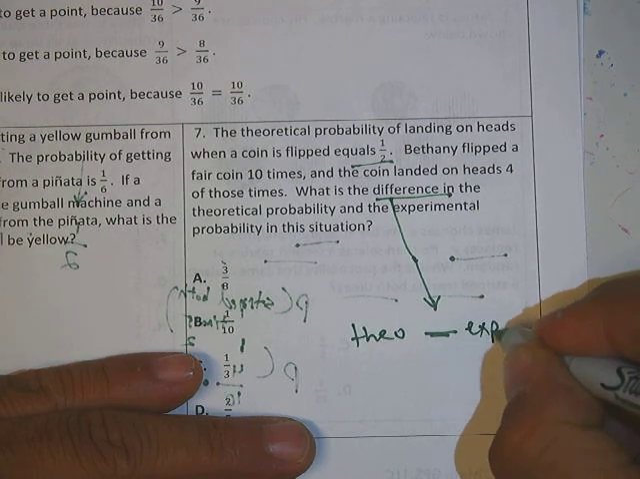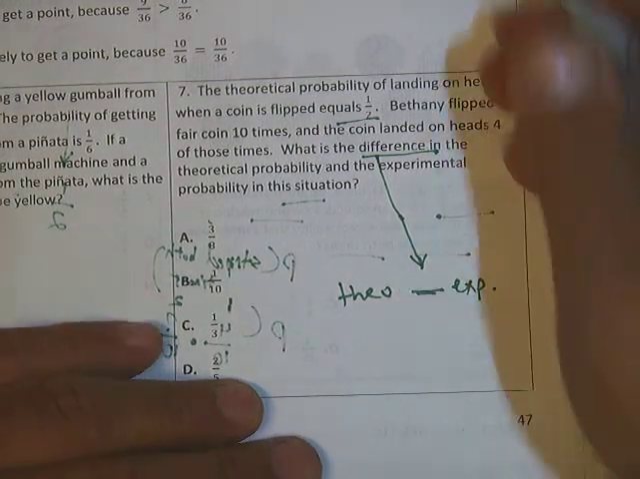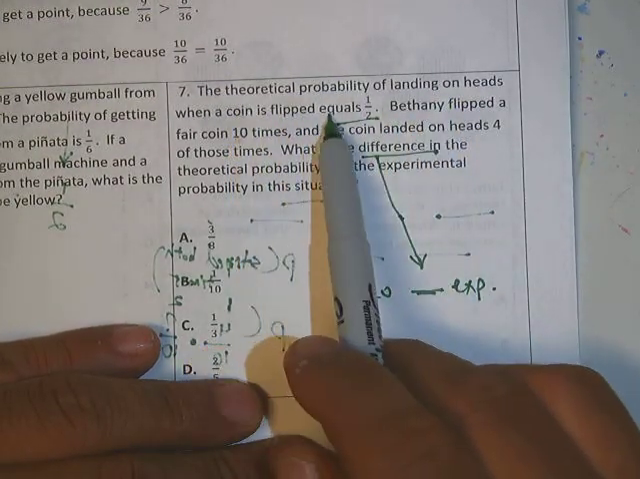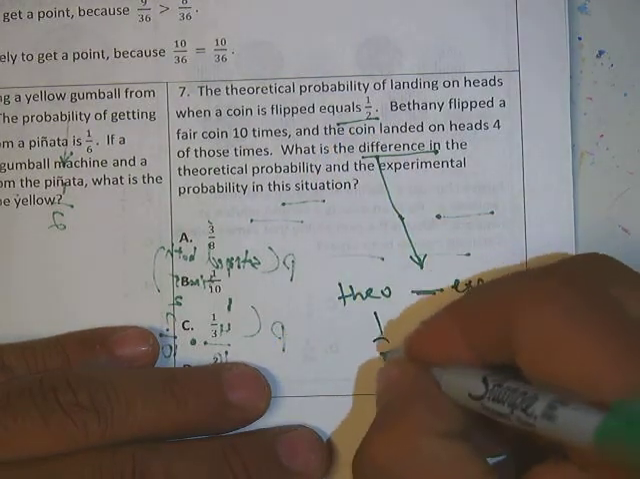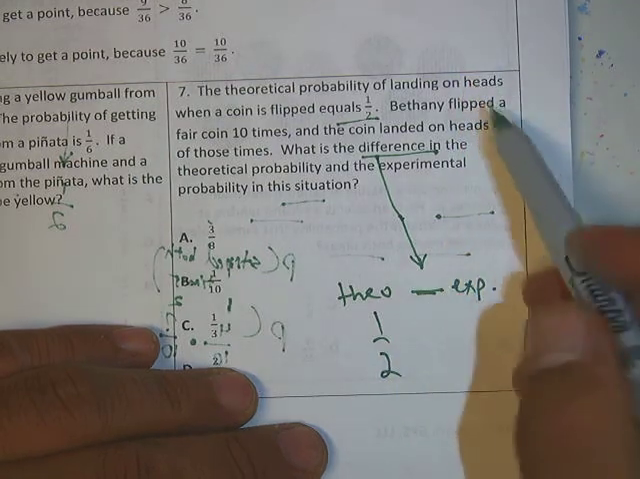So I'm going to put there, okay, difference means subtraction. You're going to subtract the theoretical. So the theoretical, I'll put theoretical minus the experimental. So theoretical probability minus the experimental. Well, it tells you both here.